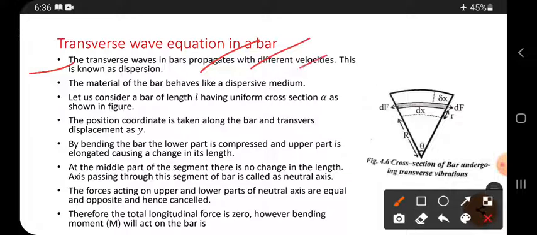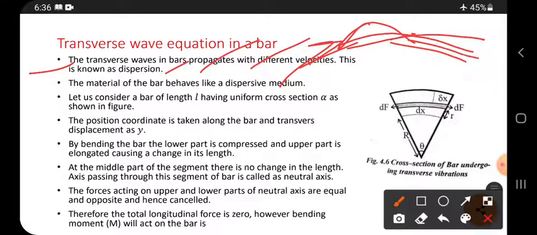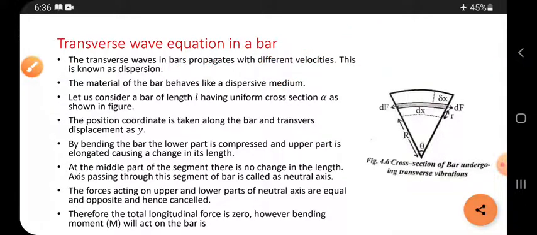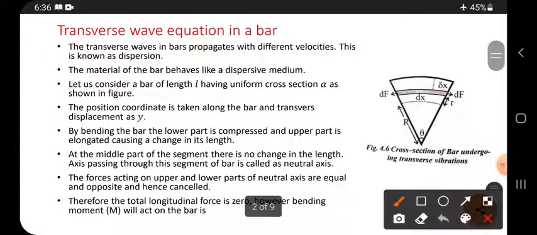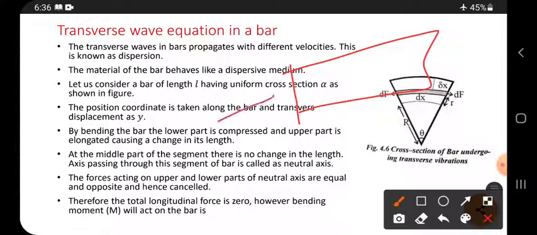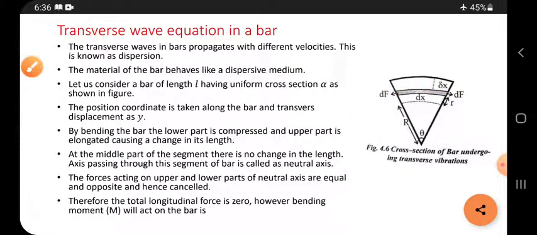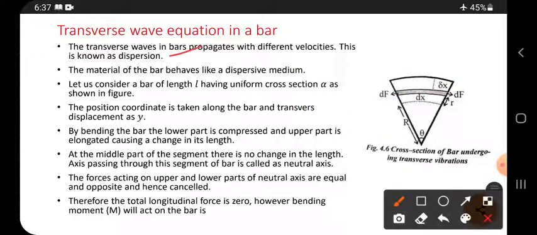propagate with different velocities. This is known as dispersion. So already we know that if light goes through a prism, then it is divided into seven different colors. Then it is called dispersion, and their velocities are also different. Like this here also, in the bar, the transverse waves travel in different directions with different velocities. That is why it is called dispersion. The material of the bar behaves like a dispersive medium.